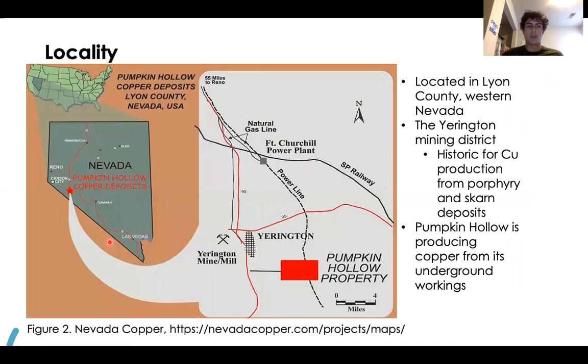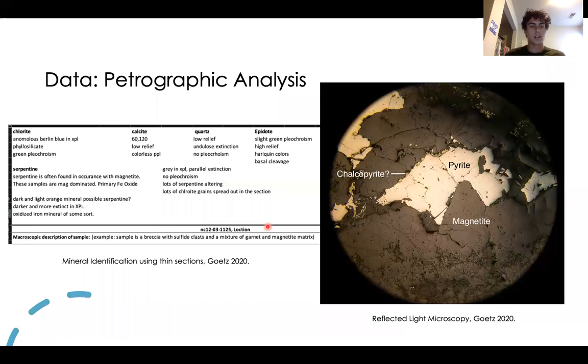So the locality of my project is actually in Nevada, and we're going to be located in Lyon County, which is right here, and it's going to be in the Yerington mining district. And so that's right here. This is the Yerington mining district, and it has been historic for copper production, primarily from both porphyry and skarns. And the Pumpkin Hollow is producing copper actually right now from its underground workings, which is pretty interesting and really neat. So some of the data collection will be primarily petrographic analysis.